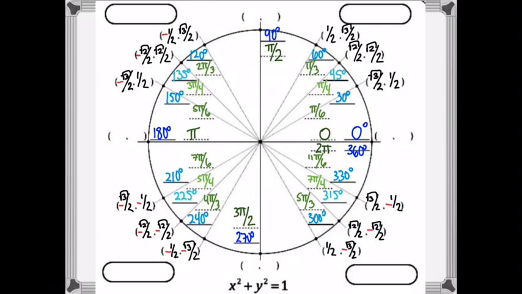Okay, in the last video we looked at how to get all of these coordinates on the unit circle by using special right triangles. In this video, which is going to be a real quick look, we're after the other coordinates that couldn't have a right triangle to represent them because they're right on an axis.